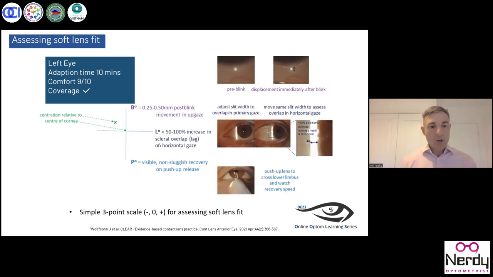So we want to know what the centration is like. B stands for movement on blink. You'd expect modern soft lenses to move up to around 0.5 mm. Some of the older designs can move a little bit more on post-blink movement in up gaze. You want to look at the lag, so when people look away from the central position, how much does that lens slip? And that's what the lag is referring to. So 50 to 100% increase in the scleral overlap on those gaze positions. And of course, the last test we should do is push-up because it's more invasive. And you want to make sure that it isn't sluggish and it has that smooth recovery.